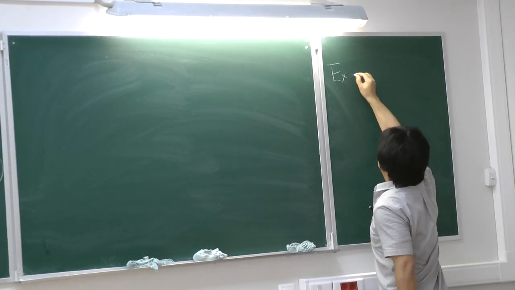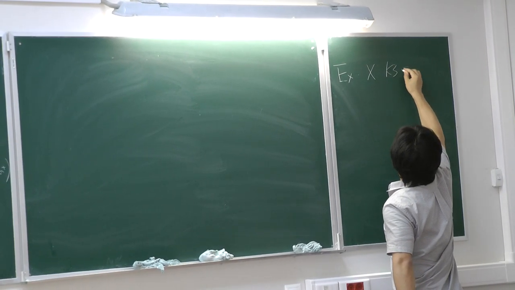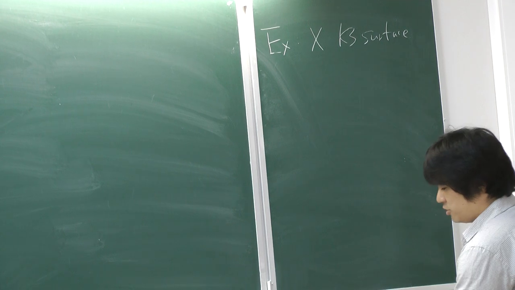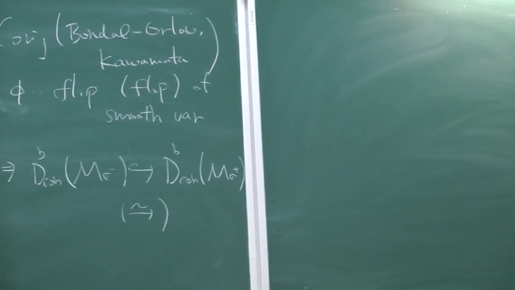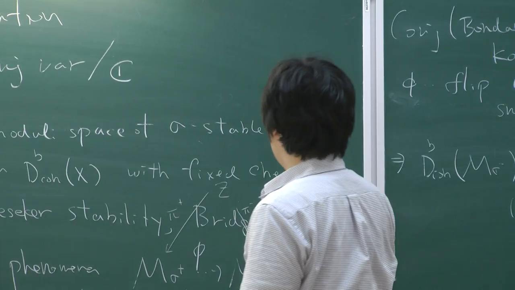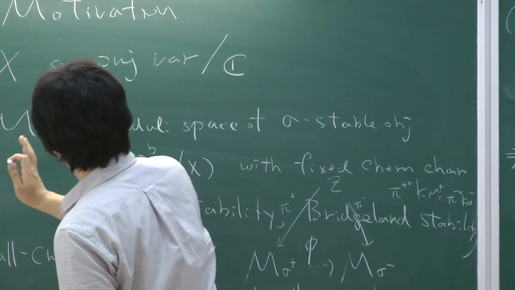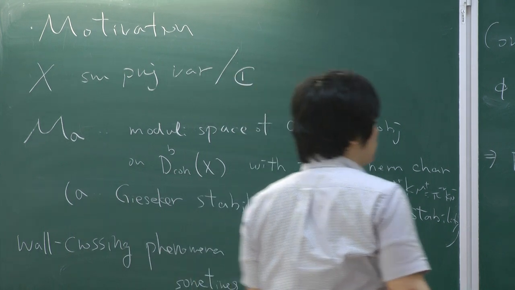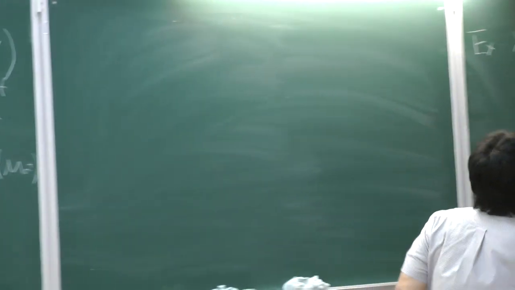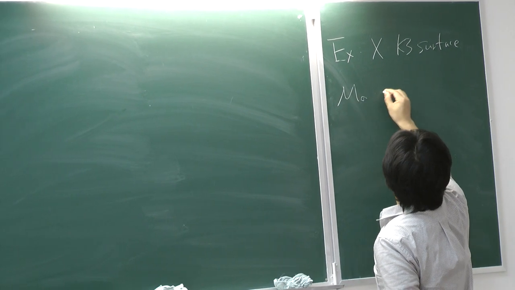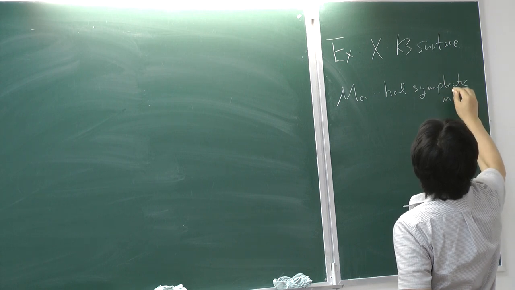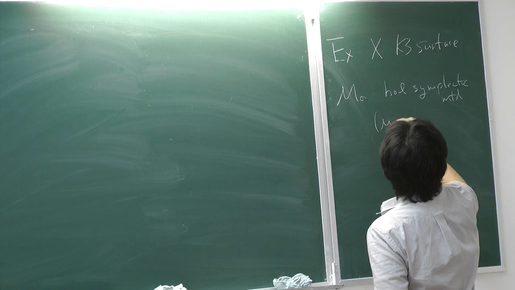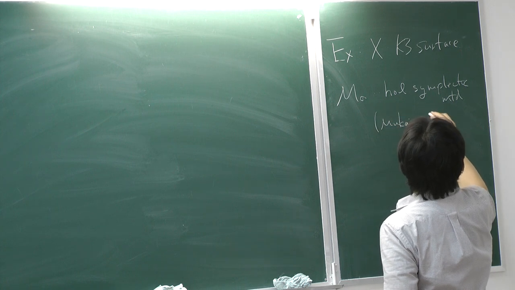So let's say X is a K3 surface. Then in this case, it is known that, in the case of Gieseker stability, this is a result by Mukai, and in the Bridgeland stability case, this is a result by Bayer and Macrì, that this moduli space is a holomorphic symplectic manifold. This is due to Mukai and Bayer-Macrì.